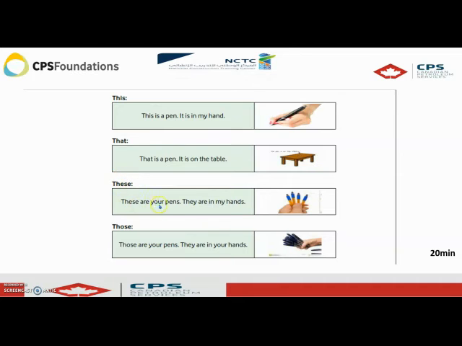These are your pens. They are in my hands. I'm holding 7 or 8 pens. Right? They are your pens. I'm touching them. I'm holding them. They are close to me, or they are near me or near to me. So for many objects or many items that you can touch or pick up or hold in your hand, we use these.